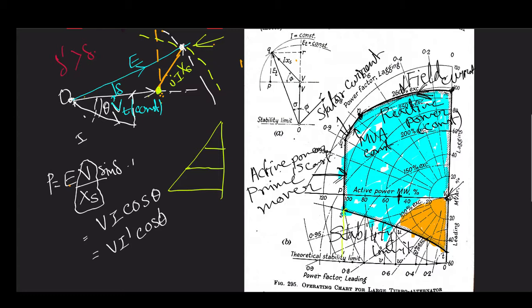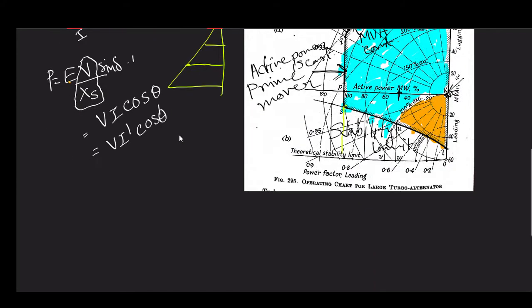So I hope you understand the construction of this operating chart for a turbo alternator. Similarly, we can construct the chart for a salient pole machine.